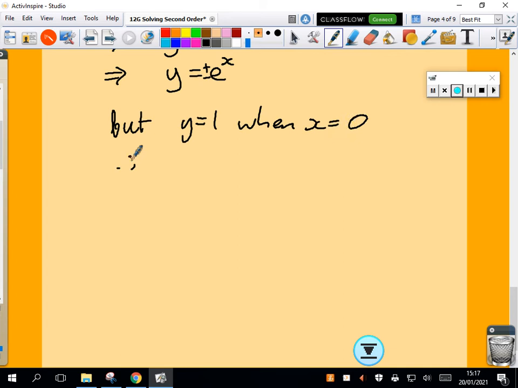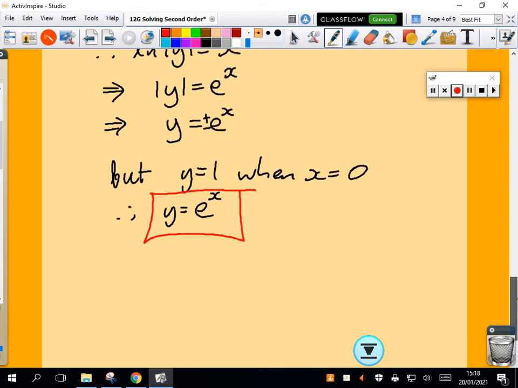Therefore, y must equal, well, if it was plus e to the power of x, positive e to the power of 0 is 1, so that's good. But if it was negative e to the power of x, negative e to the power of 0 is negative 1. That wouldn't work. So y has to equal e to the power of x, and that's my solution. And that is how we solve a second order differential equation with v substitution and the chain rule.